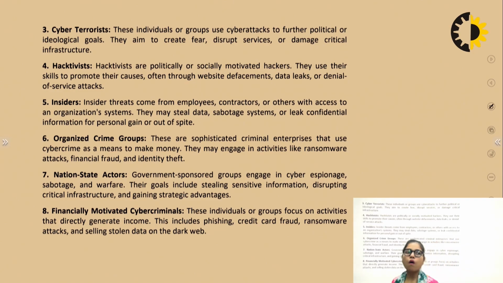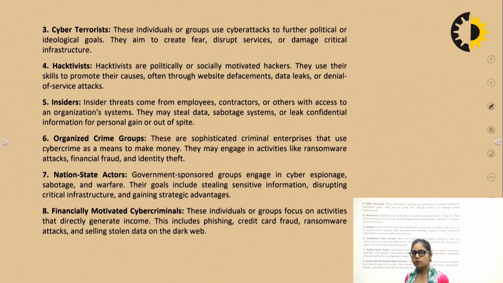The next one is organized crime groups. These are sophisticated criminal enterprises that use cybercrime as a means to make money. They may engage in activities like ransomware attacks, financial frauds, and identity theft. The seventh is nation state actors. Basically, government-sponsored groups engage in cyber sabotage and warfare. Their goals include stealing sensitive information, disrupting critical infrastructure, and gaining strategic advantages.